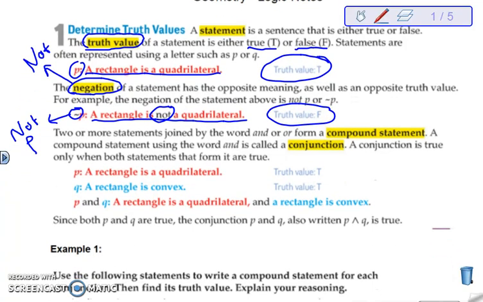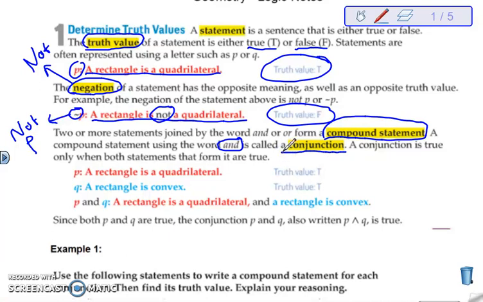The next thing that we need to be aware of are compound statements. So we use these a lot in our real life. A compound statement is just whenever you take two statements and put them together. So for example, if you say two things combined with the word and in the middle, that's a compound statement. Specifically, it is a conjunction.